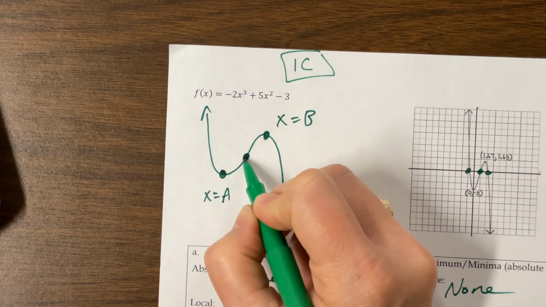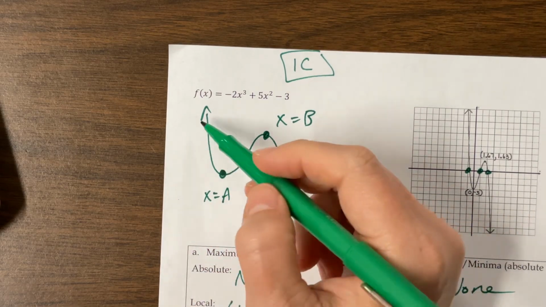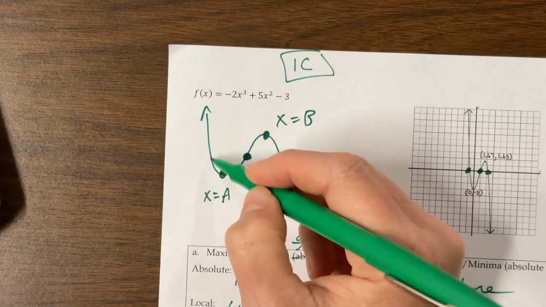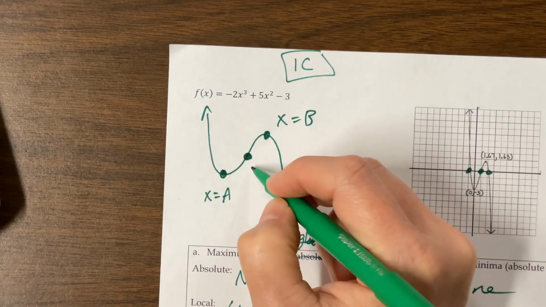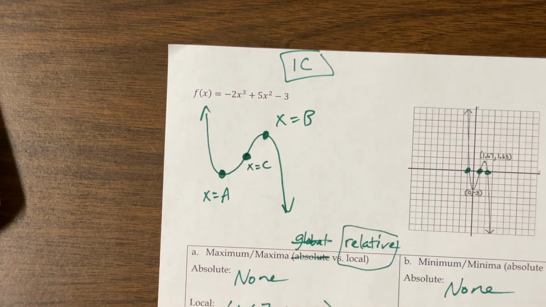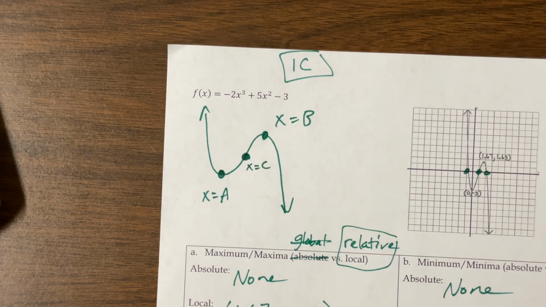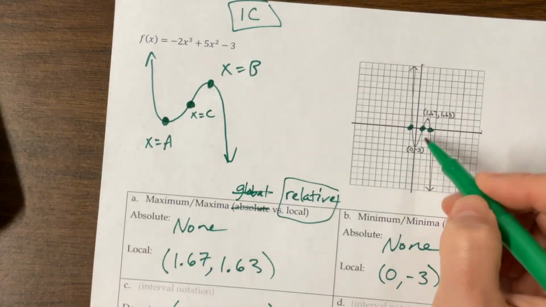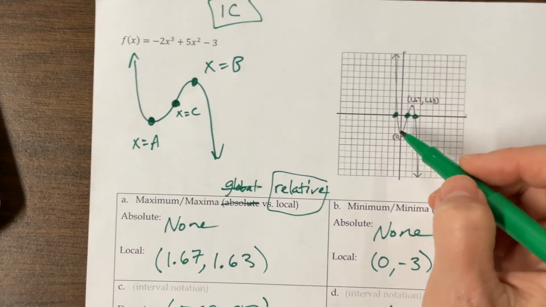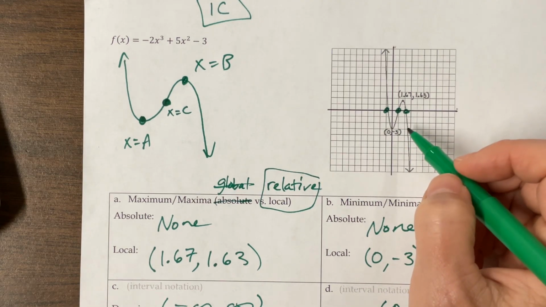And then I would say the inflection point is where it changes. Notice right here, I'm concave up like a cup. And over here, I'm concave down like a frown. This, x equals C, is called the inflection point. It's where the graph changes concavity. Okay, so in this particular one, we don't have a good way in PreCal to find that value.